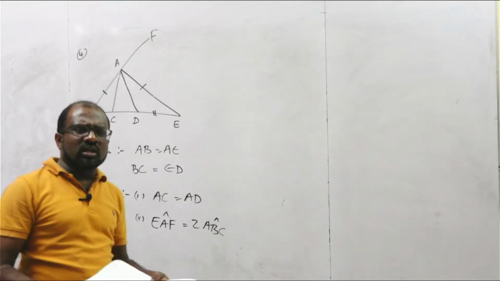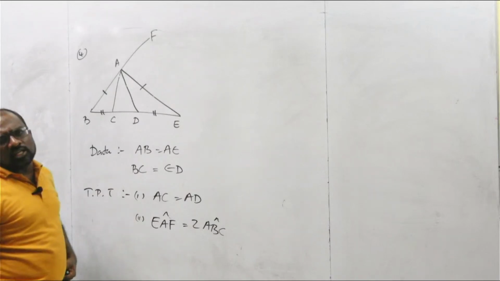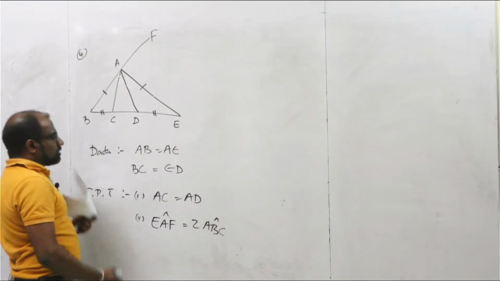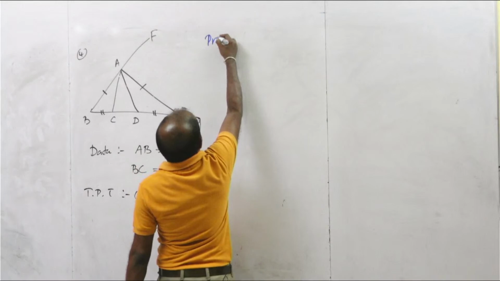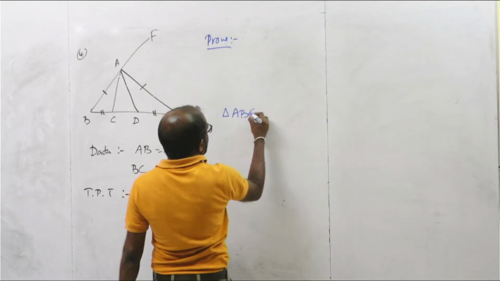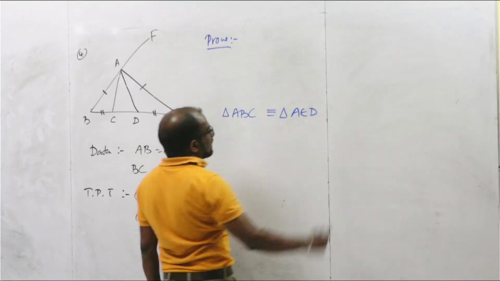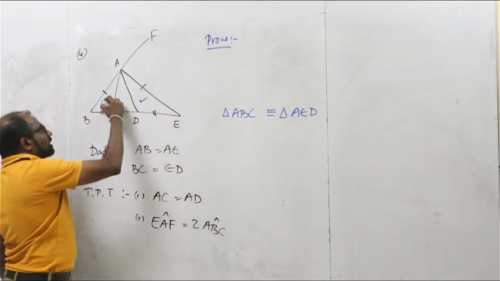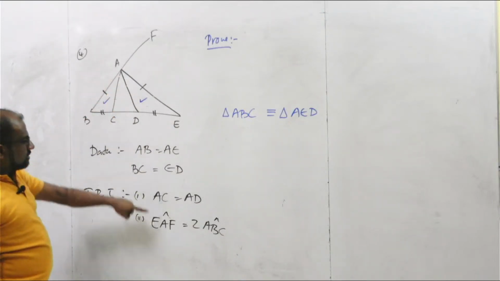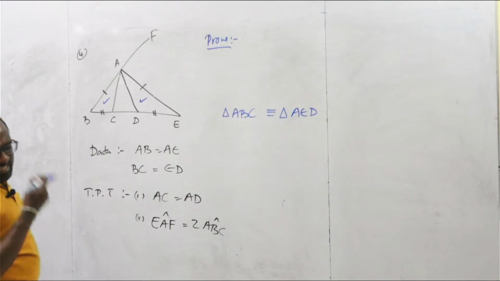Triangles, look for the sides to be equal. AC, AD. Congruency, if you can prove these two triangles congruent, right? Then triangle ABC is congruent to triangle AED. Then automatically AC and AD are equal. The remaining two sides you can make equal. So what condition? What case can we use?